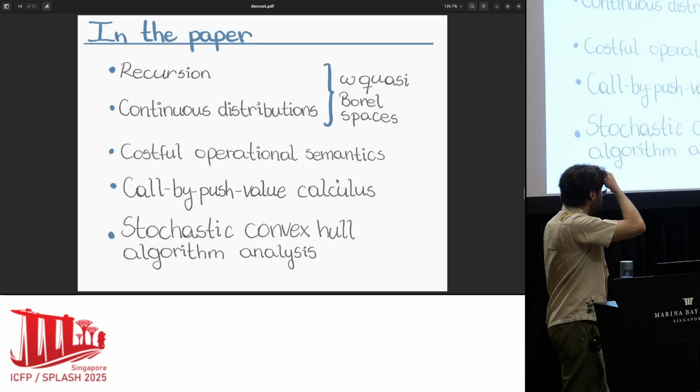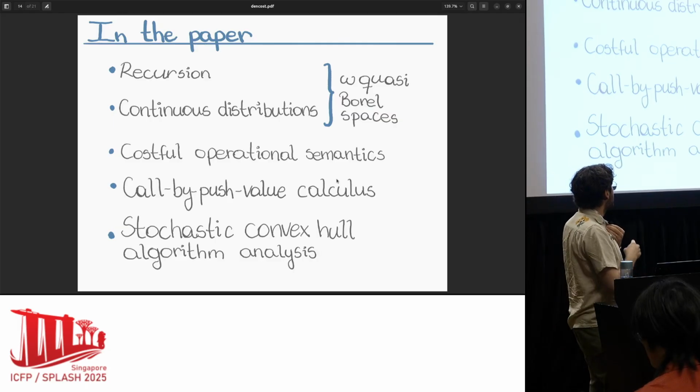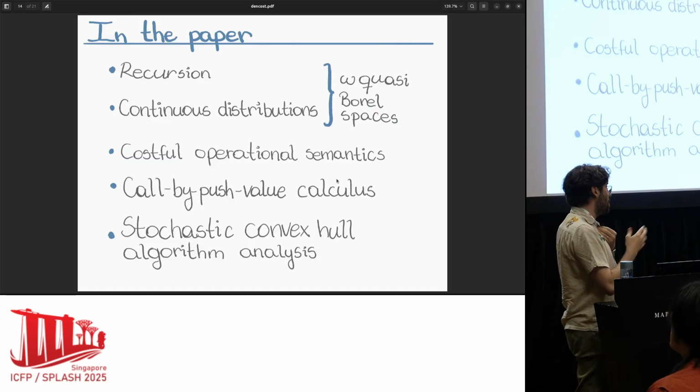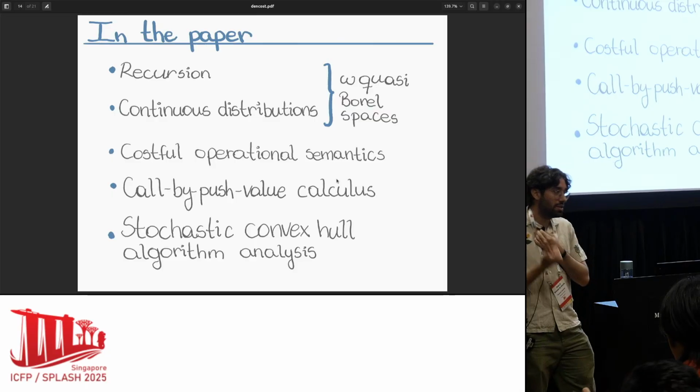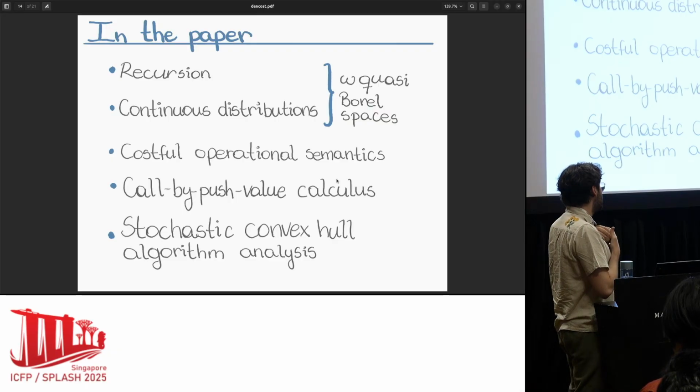And if you go on the paper, there's a bunch of other stuff we have done. I just want to focus on the first two, which showcases why we need to use these fancy quasi-Borel spaces, because we have higher-order functions, we have continuous distributions, and we have recursion. So we need sophisticated semantic domains.